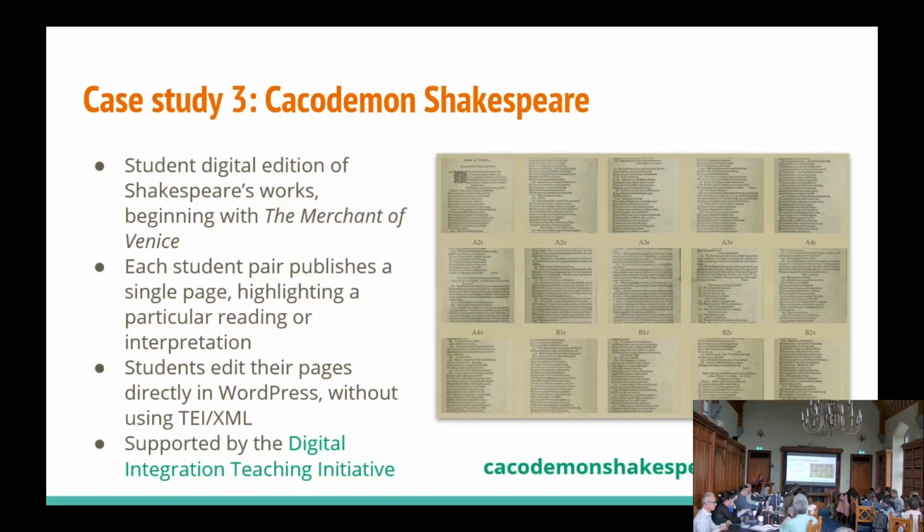TEI folks in the room, brace yourselves. The main way that this project cuts down on overhead is by doing away with the text encoding altogether. Instead, students edit and publish a single page from a Shakespeare play, working directly in WordPress. The outcome is a generational digital edition where you can read the play in full, or at least as far as the students have gotten so far, but in which each separate page reflects a distinct editorial vision.